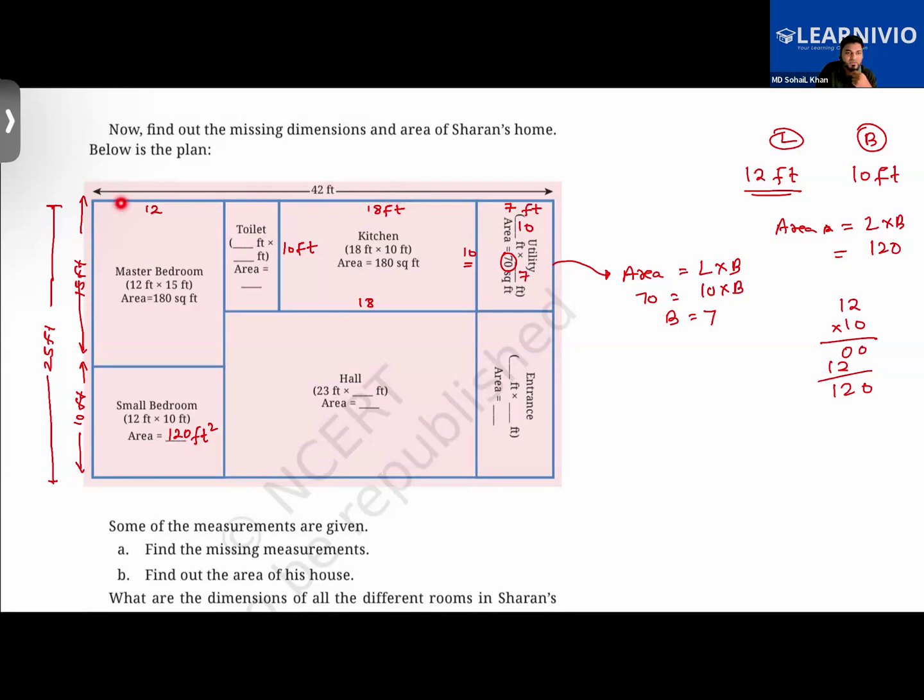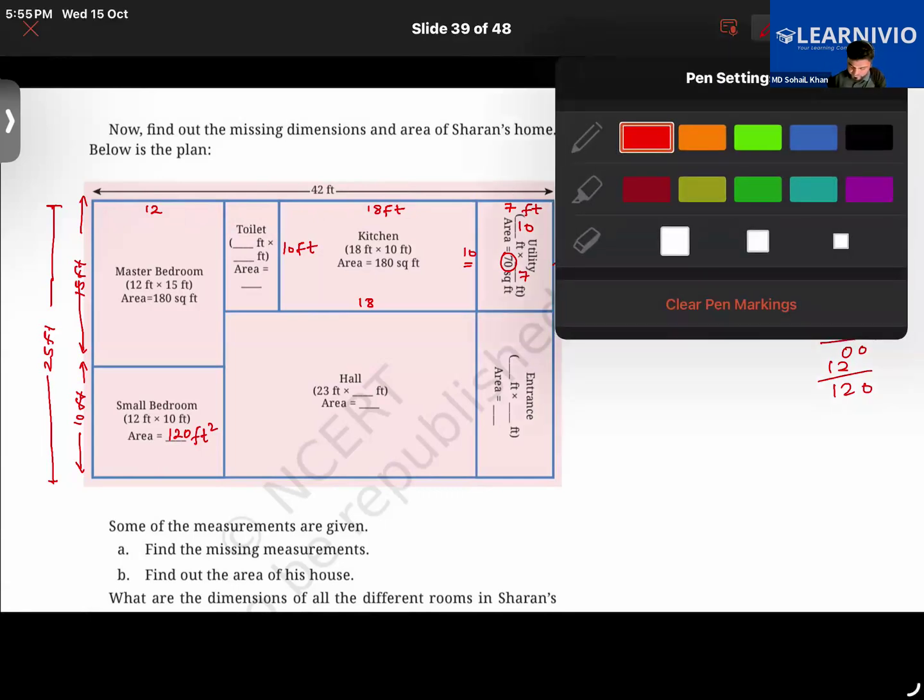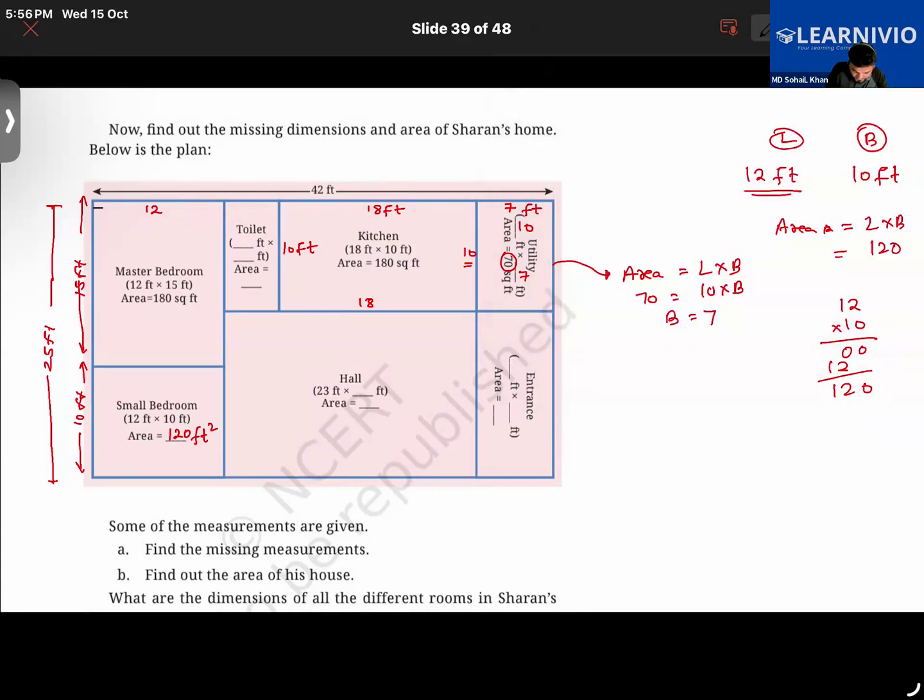See, the length of this big side that you are seeing is equal to 42. Now this much is equal to 12. Let me point it out actually. See, this much is equal to 12. This much is equal to 18 feet. And this much is equal to 7 feet. Right? Won't you be able to find the length of this much?